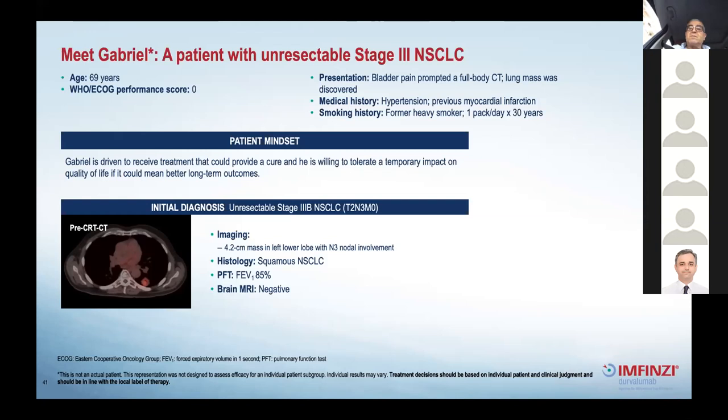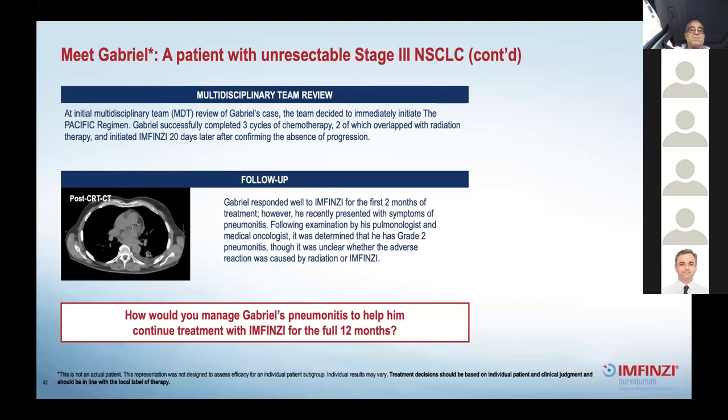So at the initial multidisciplinary team review of Gabrielle's case, the team decided to immediately initiate the PACIFIC regimen. Gabrielle successfully completed 3 cycles of chemo, 2 of which overlapped with radiation therapy, and initiated Imfinzi 20 days later after confirming the absence of progression.